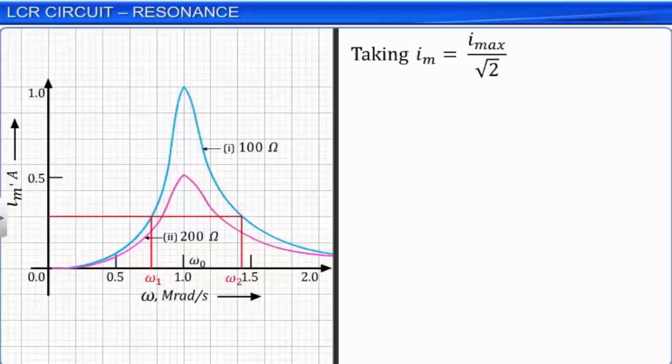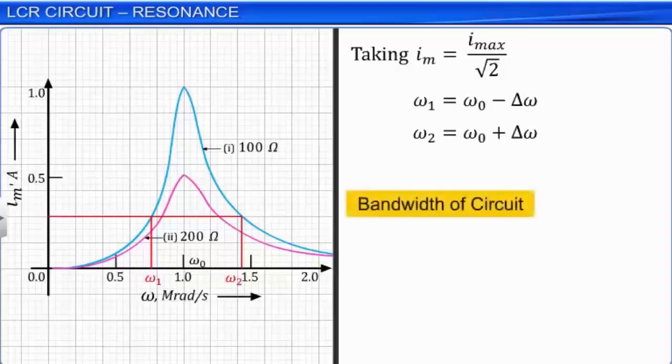From the graph, we have omega 1 is equal to omega naught minus delta omega, and omega 2 is equal to omega naught plus delta omega, where delta omega is the difference between omega naught and omega 1 or omega 2. Hence, the difference between omega 2 and omega 1 is equal to 2 delta omega. This is known as the bandwidth of the circuit. The ratio of omega naught to 2 delta omega is a measure of the sharpness of the resonance. A larger ratio indicates a sharper resonance.